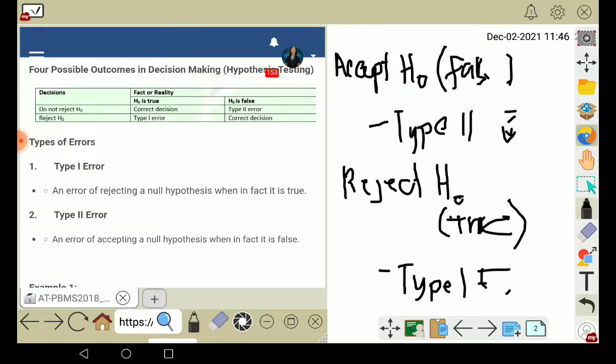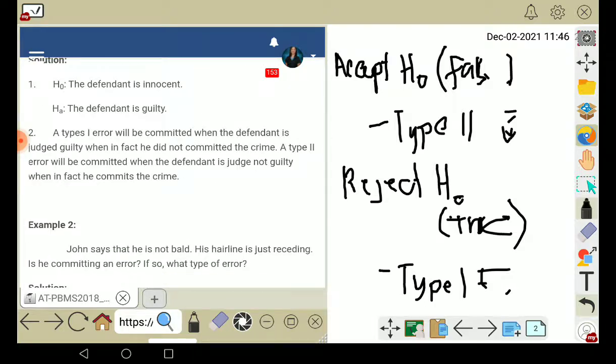So going back here, take note. A type 1 error is committed when the defendant is judged guilty when in fact he did not commit any crime. We have proven that your null hypothesis, which is the defendant is innocent, is true, but you sentence him to be guilty. So that only means that we are committing type 1 error because your defendant is not proven guilty, but still he was being judged as guilty.